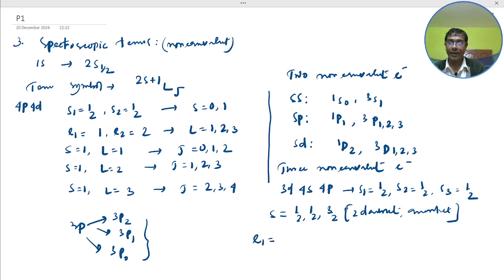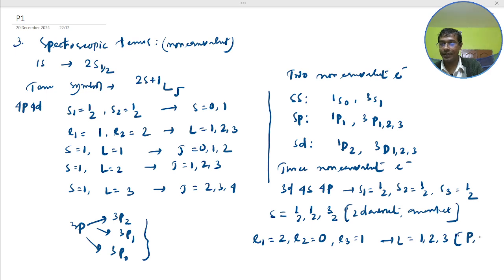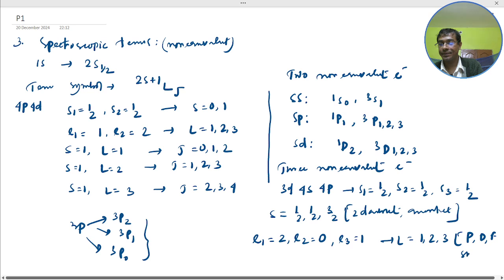And for L1 2, L2 0, L3 1, this gives L1 2 3. This is the P, D and F state. Suppose a 2p term symbol is written in the form 2P 1/2, 3/2. This means a doublet multiplet.